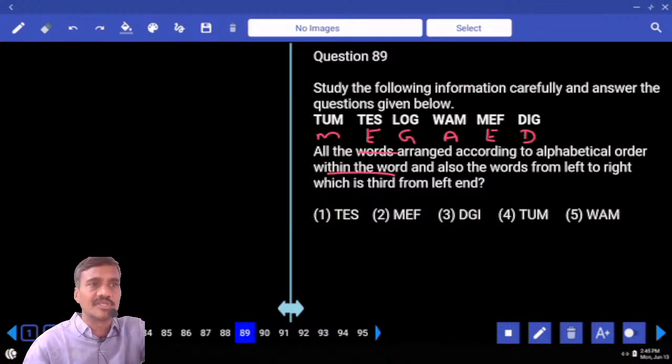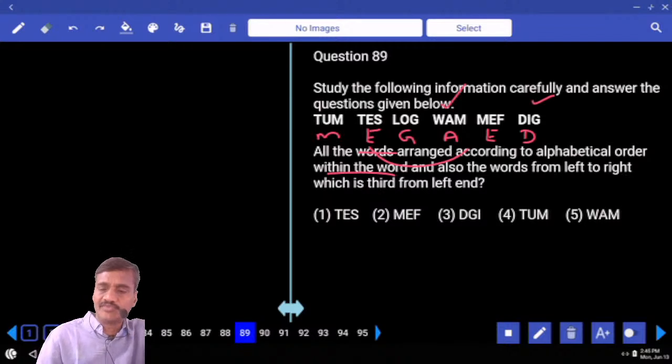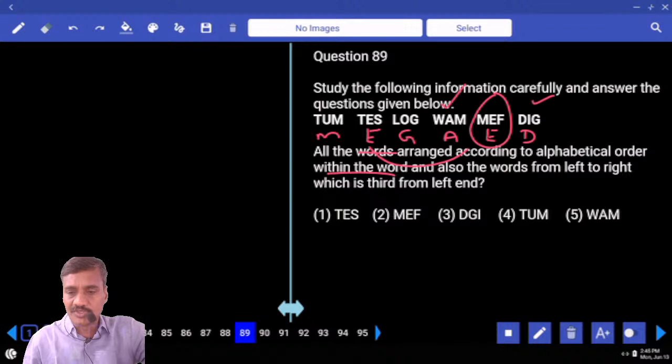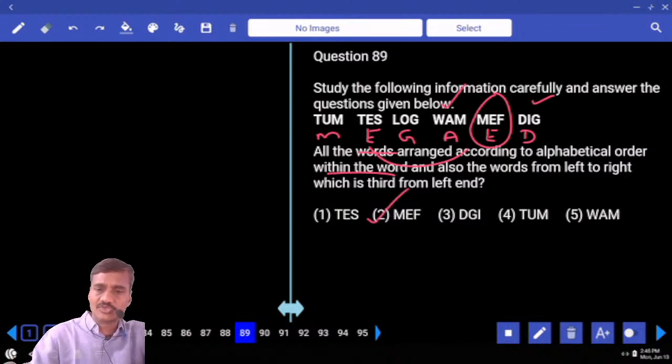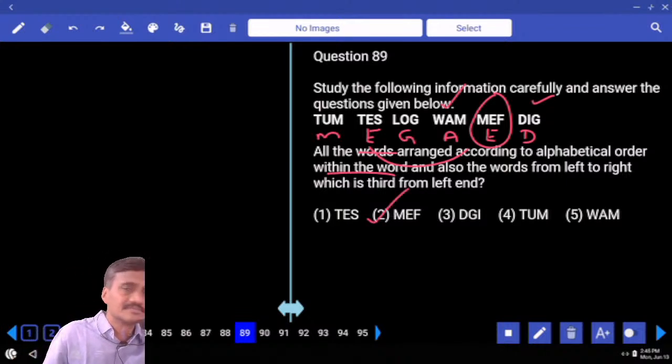Then all these words are arranged in the alphabetical order. Now this is the first one and this is the second. Now between these two, M, E, F and M, E, S and T, M, E, F would be the third one. Now third from the left hand, M, E, F, that is choice 2, question number 89. Clear now?